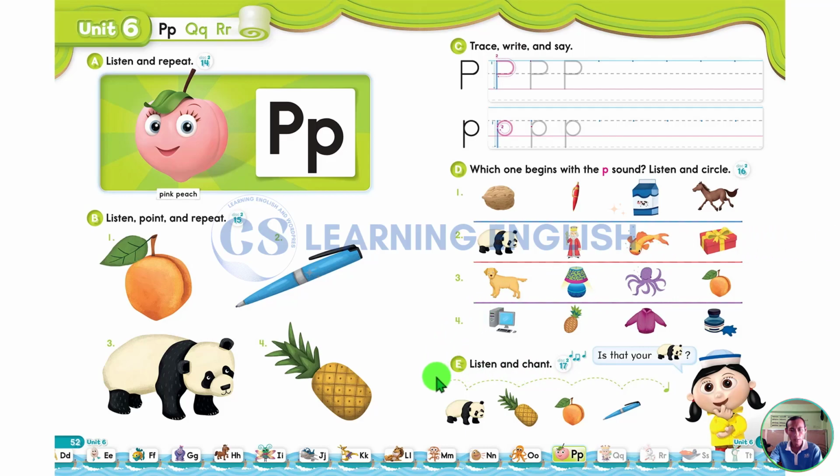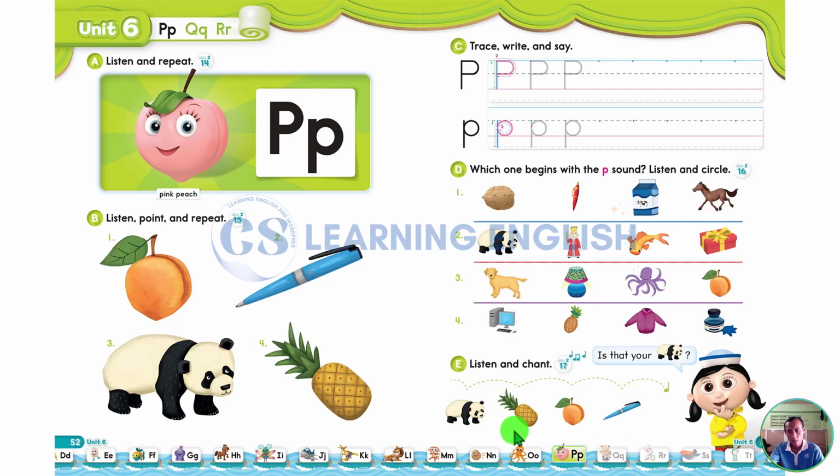Page 53. E. Listen and chant. Panda. Pineapple. Peach. Pen.